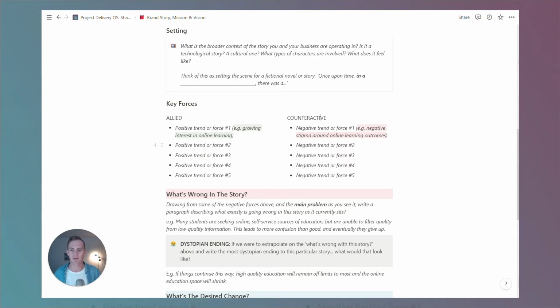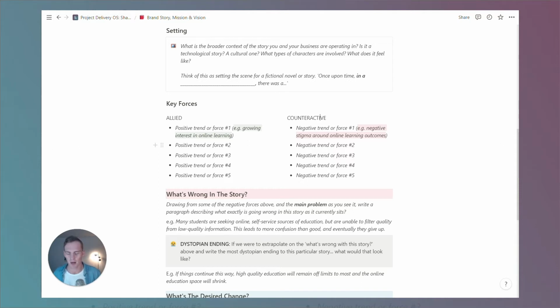So for the allied forces, we don't need to be so discrete as to target out specific companies. We can just generally say, what are the positive forces that are moving things in what we feel are the right direction. And on the other side, we have the counteractive forces. And these are, as it suggests, the negative trends.